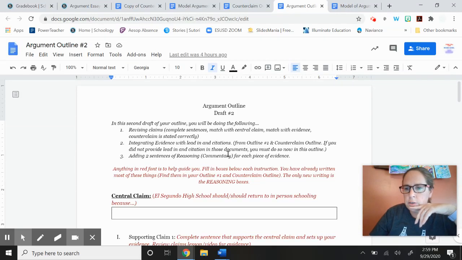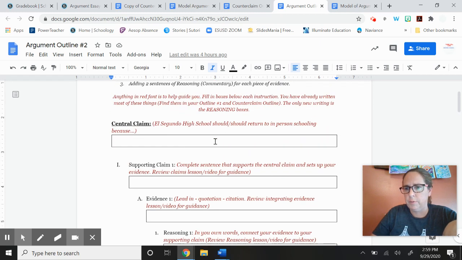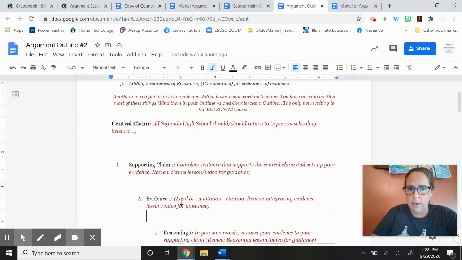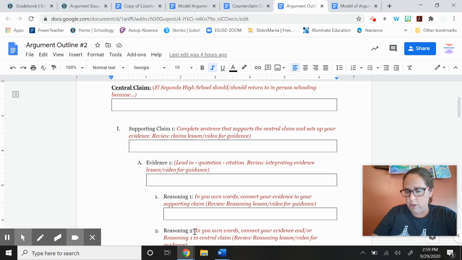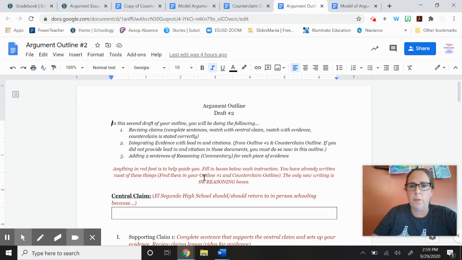Before you get into the slides talking about reasoning, I wanted to show you how you can transfer your information from your previous outlines to fill out the majority of this draft 2 outline. So instead of being intimidated and saying, wait, I don't even have all this information, how am I going to fill this in again? You have this information already. You can basically fill out everything except for reasoning 1 and reasoning 2. Okay, so I'm going to show you how that would be done.